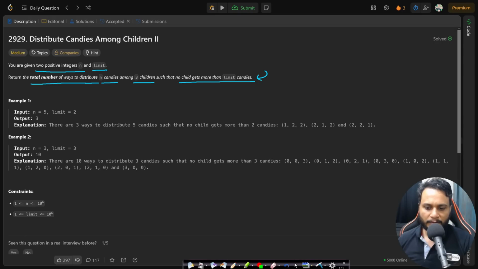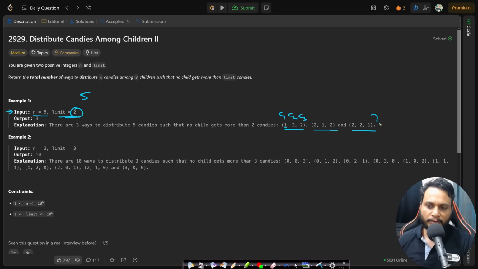Now if you look at this first example, you have a total of 5 candies and the limit is 2. That means no child can get more than limit number of candies, and if you try to distribute them among 3 different children, then you can do it as 1 2 2, as child 1 gets 1 candy, child 2 gets 2 candies, and child 3 gets 2 candies. You can also do it as 2 1 2 or 2 2 1. So there are only 3 ways, and that is why the answer is 3.